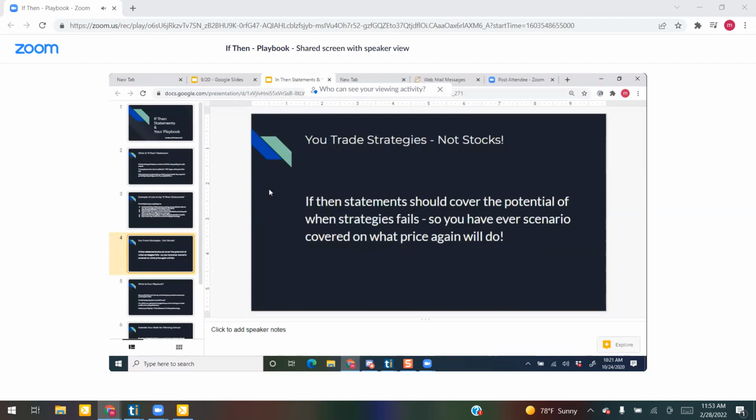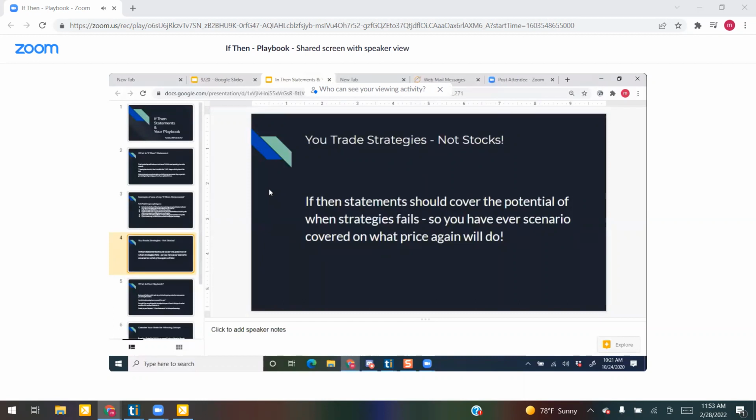And if you are in a stock or you are in a trade and you are hoping price does this, or you're thinking price is going to go to this level, hope and thinking are not trading strategies.